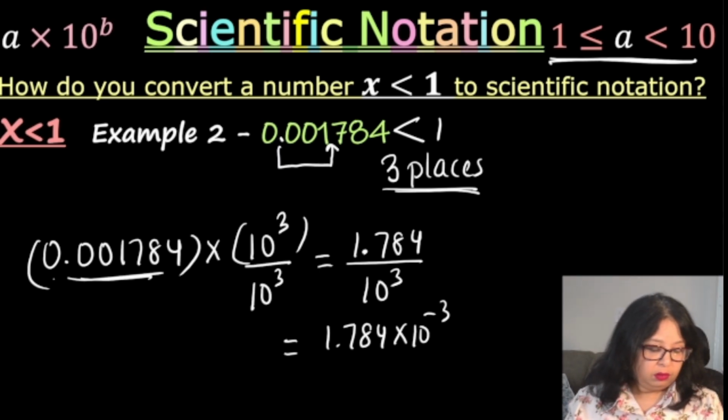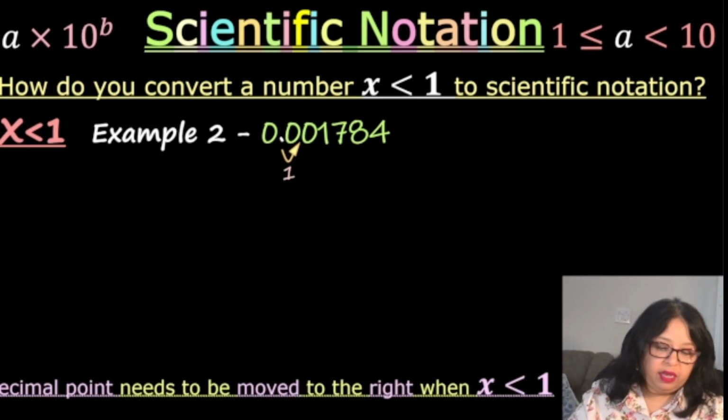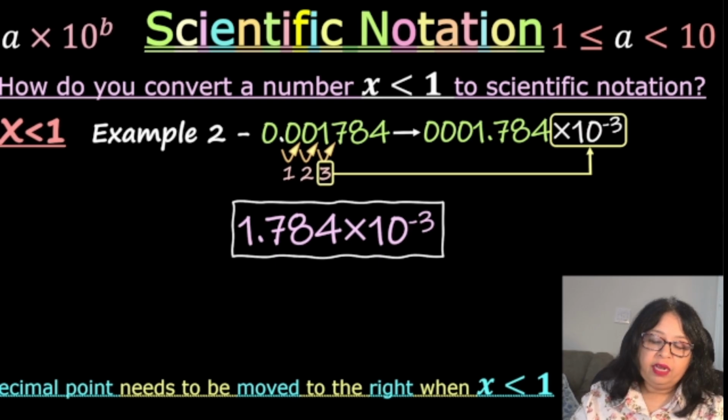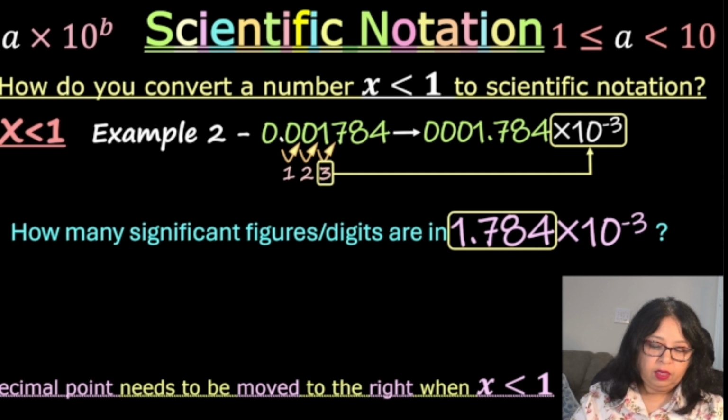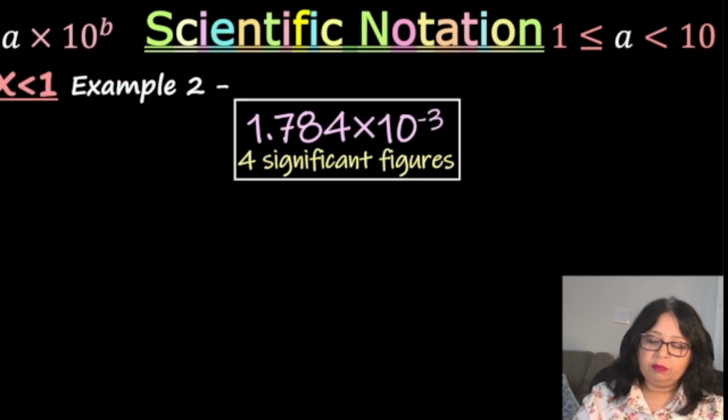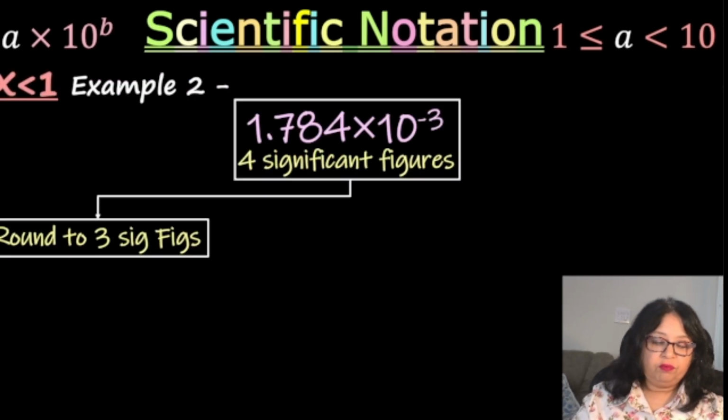Cool? Let's see. Once again, we're moving the decimal over to the right by how many places? 3 places. This makes the number 1.784 times 10 to the power minus 3. Very good. How many significant figures or digits are there in this number? Now, what do we know? That all the digits in the coefficient A are significant. So there are a total of 4 significant digits in this number written in scientific notation. So there are 4 sig figs, very good.